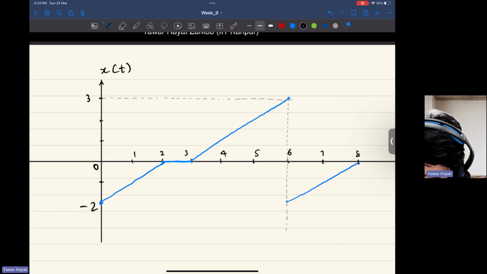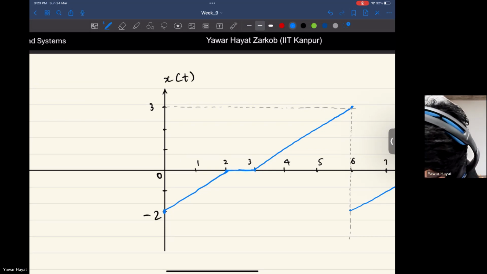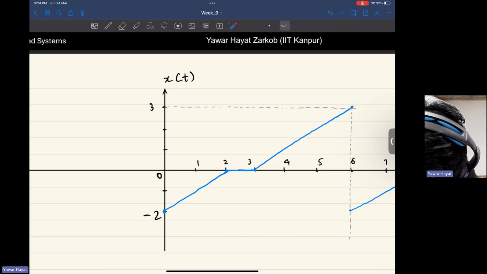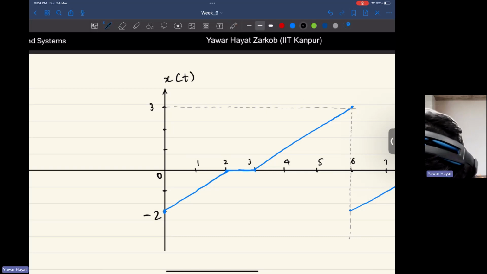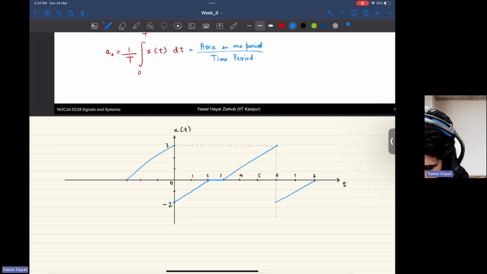Likewise, on the left hand side, it will also repeat, right? So it should go to 0 in 3 units. This is -1, this is -2, this is -3. Right? So this is our signal x of t.